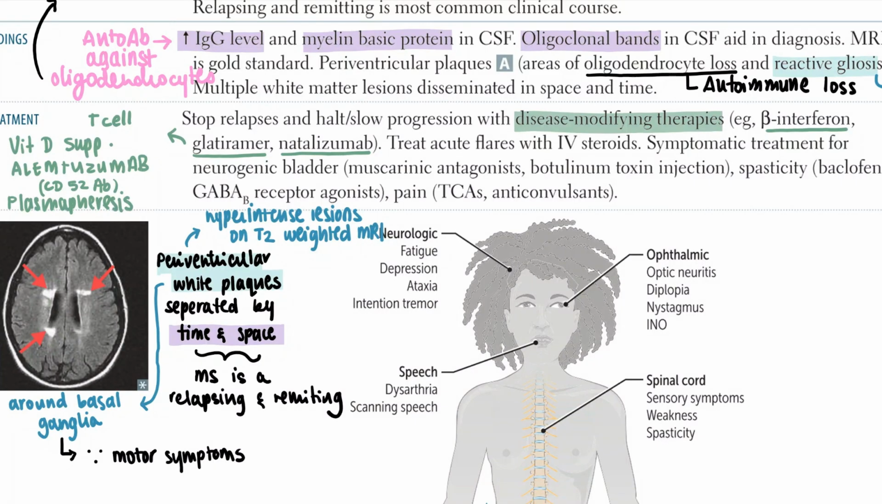For acute flares of MS, IV corticosteroids are given, and the most common one is methylprednisolone. For symptomatic treatment of neurogenic bladder, bethanechol is given. For spasticity, baclofen is given, which is a GABA B receptor agonist, and for pain, tricyclic antidepressants and anticonvulsants can be used.